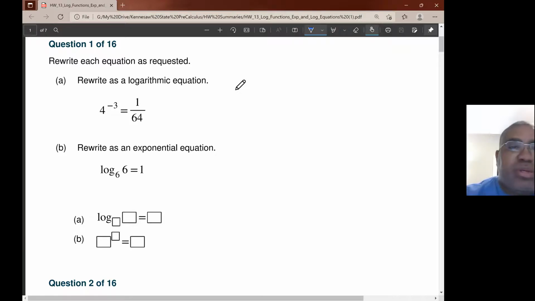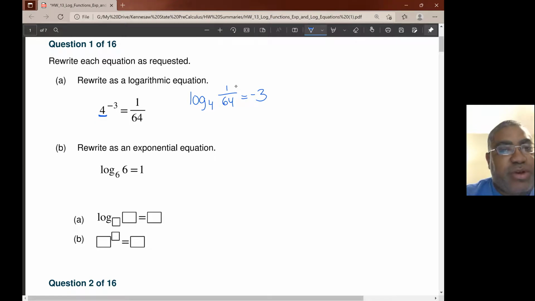All right, problem number 1, A, rewrite as a logarithmic expression. The base of the exponent is the base of the logarithm, so we know it's going to be log base 4. The answer for this one becomes what we're taking the log of, 1 over 64. And then the exponent is the answer, so this is -3. So base, answer, exponent.